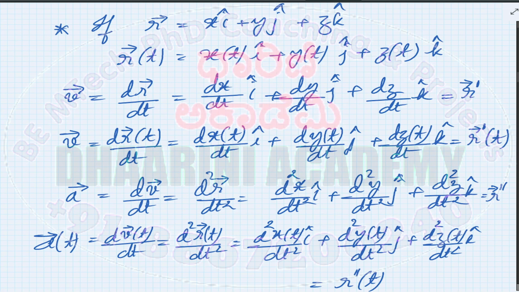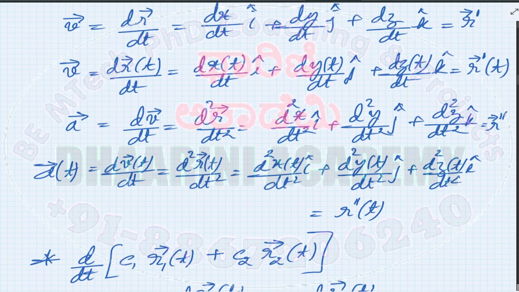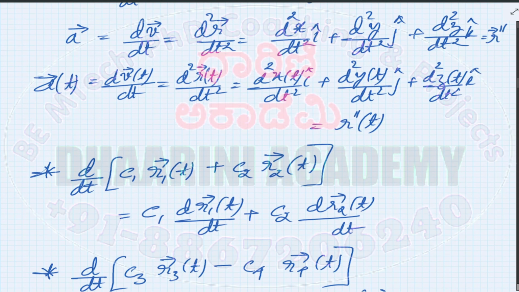Same thing, acceleration can be written as a vector a of t, which is once again dv by dt or dv of t by dt. Same thing you can apply and you can write the functions in this way. So different textbooks will give the notation in different ways. Anything you follow should be fine.